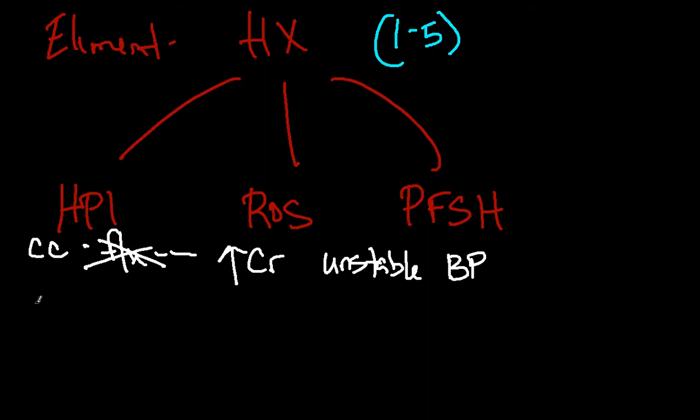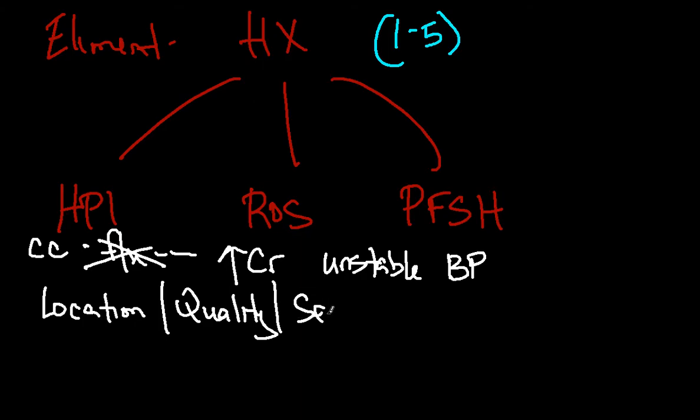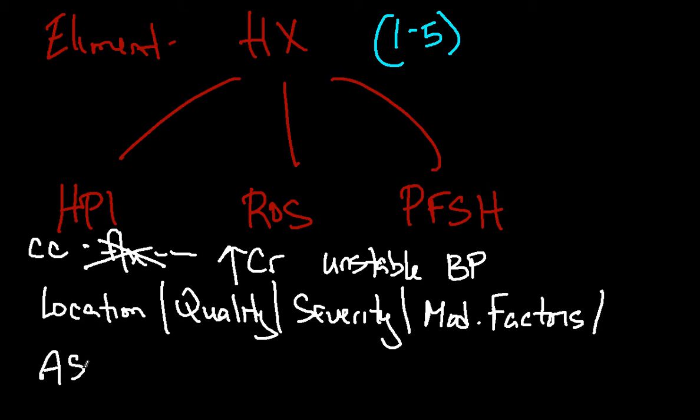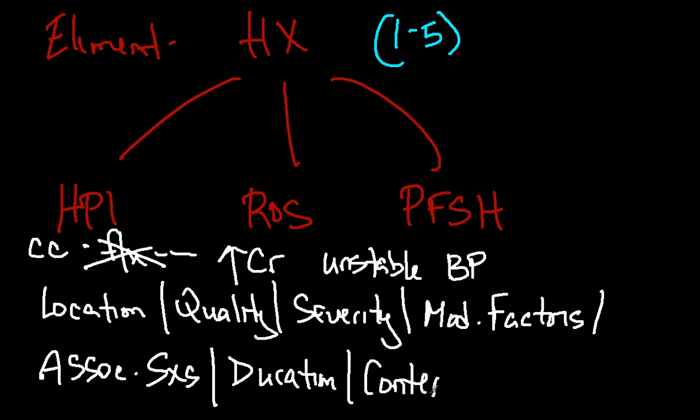And then the HPI is broken down into 8 items. So I'm going to list those 8 items. Location, quality, severity, modifying factors, associated symptoms, pardon the abbreviations here, duration, context, and I seem to be missing one. So I've got to remember what that one is. And I have a cheat sheet, and there's nothing wrong with having a cheat sheet, so let me look that up. Timing. Okay.